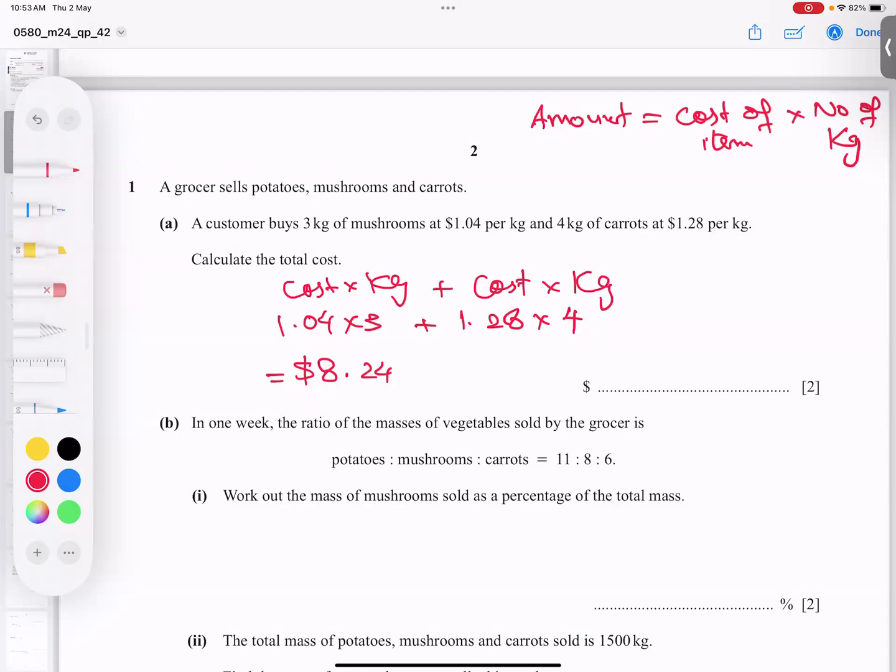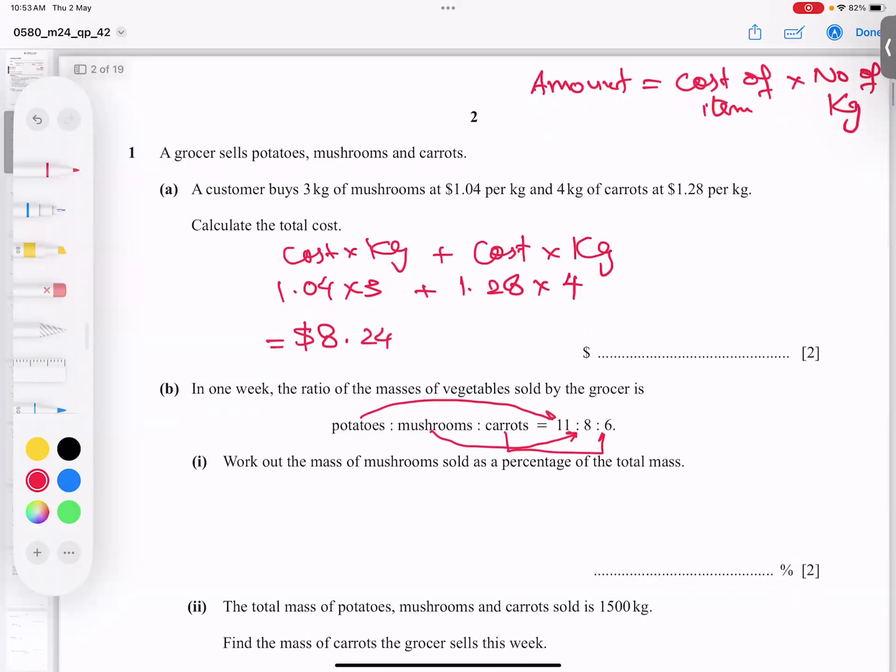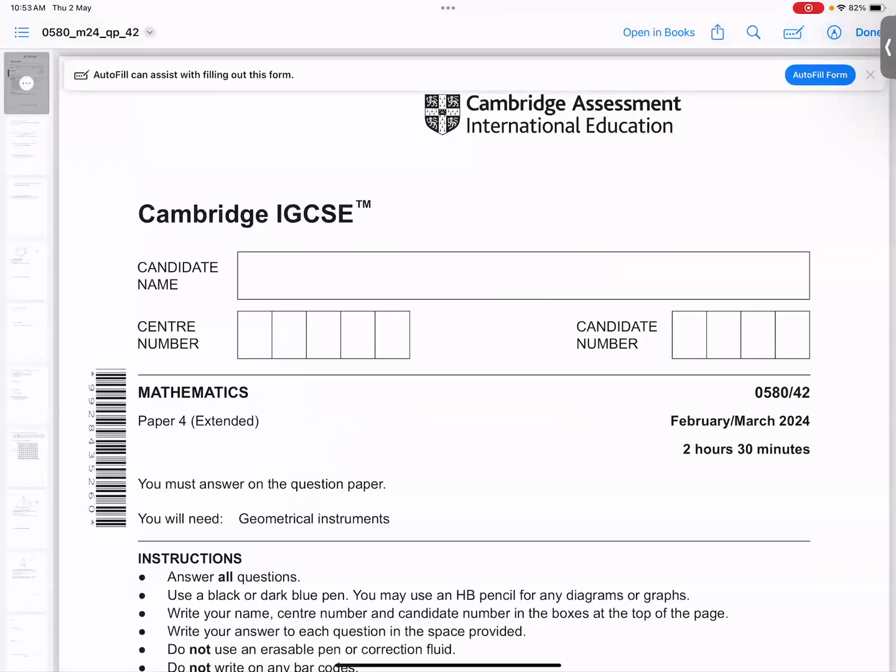In a week, the ratio of the masses of the vegetables sold by the grocer is given: potatoes ratio, mushrooms ratio, and carrots ratio. Work out the mass of the mushrooms sold as a percentage of the total mass. So we have to look at mushrooms as compared to the total mass. Total mass means I will find the total ratio first, the sum of ratios. So I got 14 plus 11, which becomes 25.